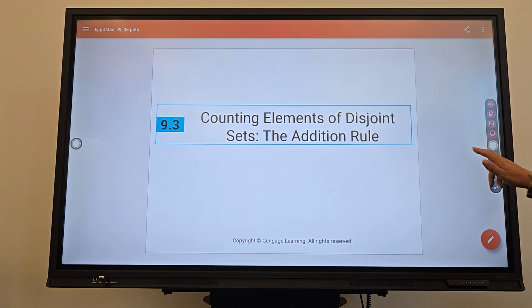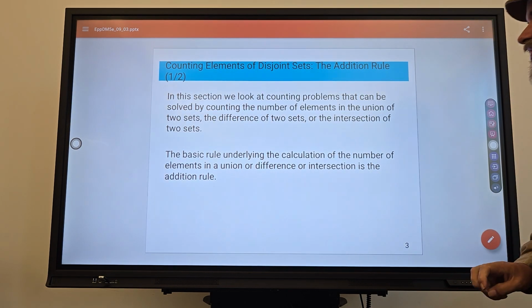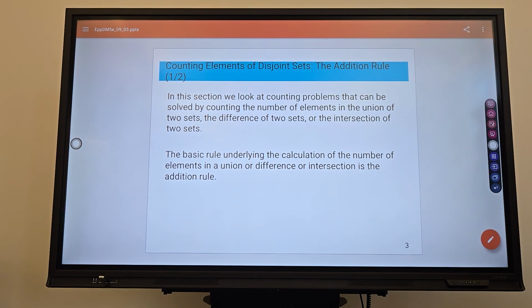So, counting elements of a disjoint set. This can be solved by counting the number of elements in the union of 2 sets, the difference of 2 sets, or the intersection of 2 sets. The basic rule underlying the calculation of the number of elements in a union or difference or intersection is the addition rule.